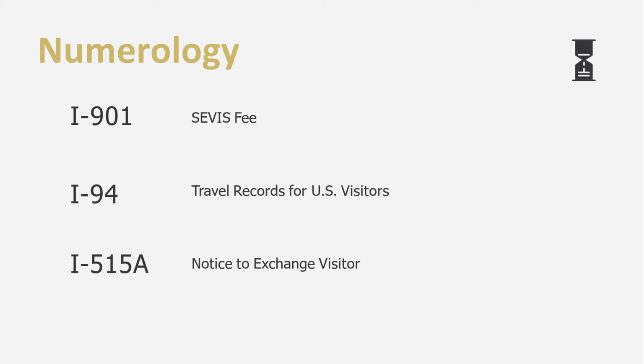Form I-515A is a notice issued to non-immigrant students, exchange visitors, and/or dependents when the non-immigrant lacks proper entry documentation. The most common reasons for issuance include lack of a travel endorsement by a school official on the Form I-20.